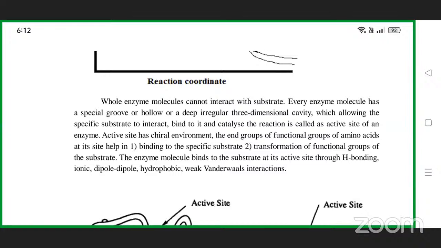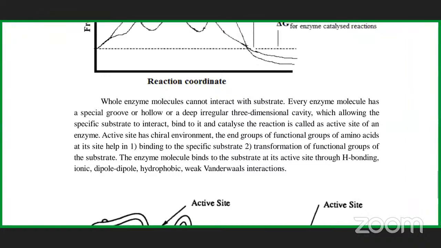So here the whole enzyme molecule cannot interact with the substrate. So a part of that enzyme. Okay, so generally in the chemical reaction, the whole enzyme will not be involved. They won't interact completely. A part of that enzyme will interact with molecules in the reaction or the substrate here. So every enzyme molecule has a specific groove or hollow or a deep irregular three-dimensional cavity. That is called the active site.